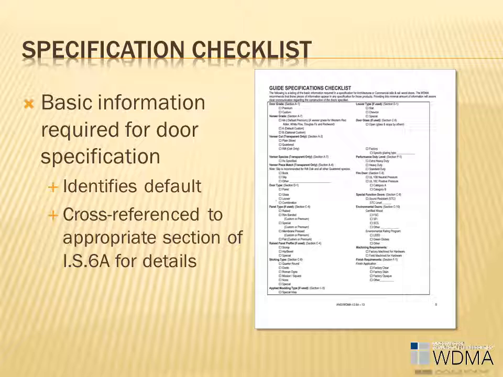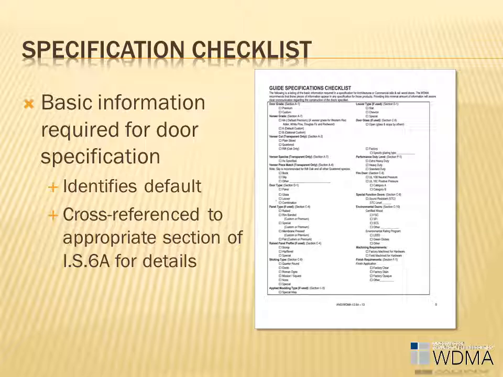Wood stile and rail door guide specifications vary, but there are certain aspects that must be addressed to ensure that the doors meet the requirements of the specifier and the building owner, and that sufficient information is provided to door manufacturers to ensure that the correct doors are furnished.